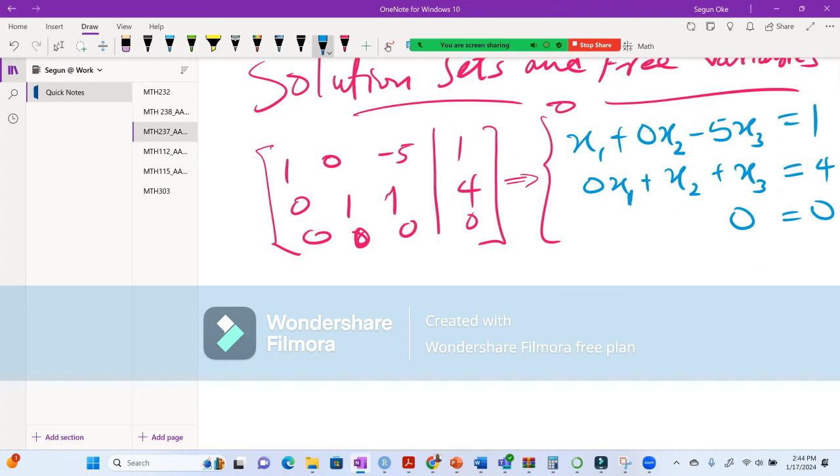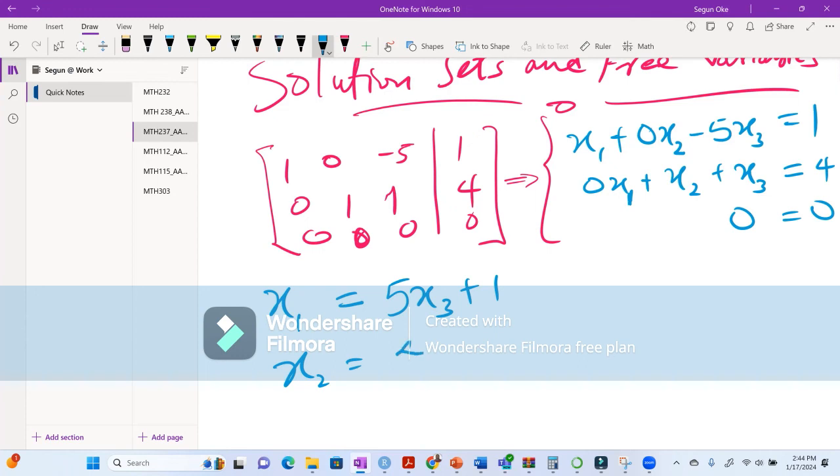Now let's look for x1. I can calculate my x1 from this. x1 is equal to, I can take this one to the other side, 5x3 plus 1. That means my x1 is equal to this. Then what is my x2? From the second equation, x2 will be 4 minus x3. Because if I take this one to the other side, remember I'm looking for x2, and x2 is not in equation 1. I can only get x2 here. x2 is not in equation 3, I can only get it in equation 2. That's why we make it x2.